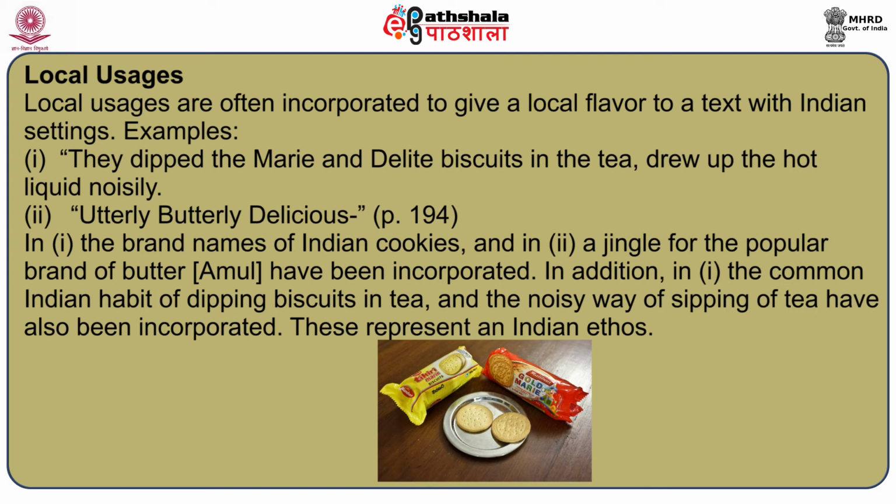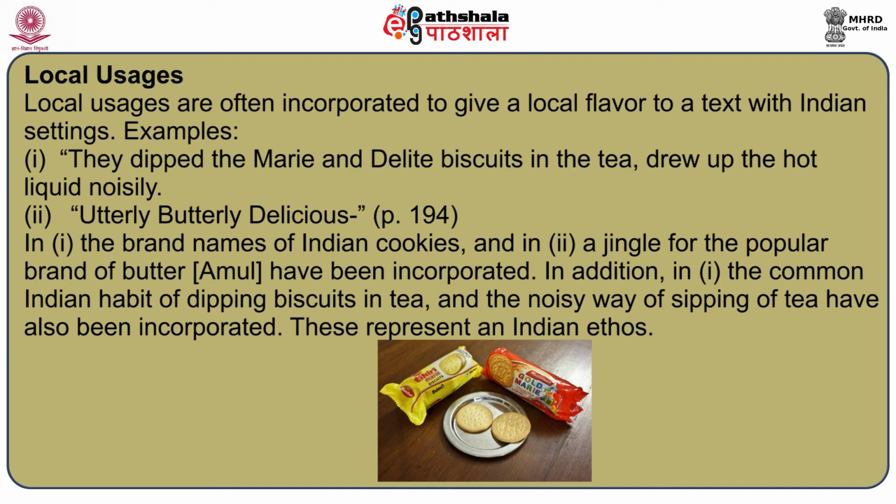They dipped the Mary and Delight biscuits in the tea, drew up the hot liquid noisily. Second example: utterly butterly delicious. Third example: in Stone Town, they ate samosas and chapatis, jalebis and pilau rice. Example 4: tikka masala, tandoori grill, navratan curry, dal makhani, papadum. Example 5: stock up on Haldiram's premium Nagpur chana nuts that you must be missing.